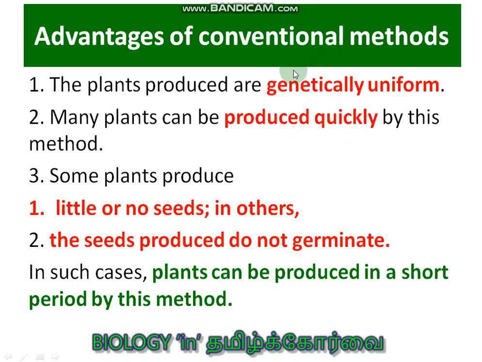Advantages of conventional methods: the plants produced are genetically uniform. So all the plants are genetically uniform. The yielding capacity of all the plants will be equal. Many plants can be produced quickly.